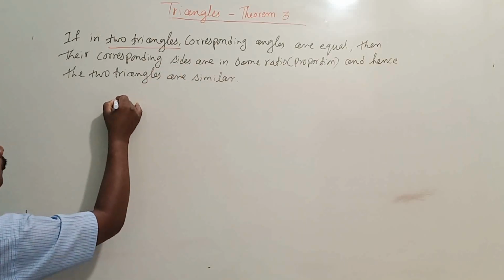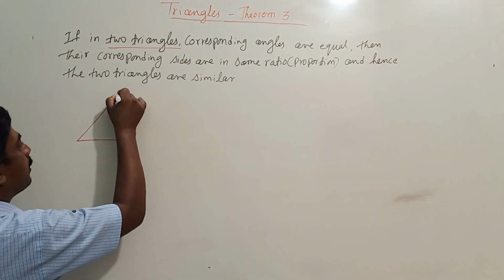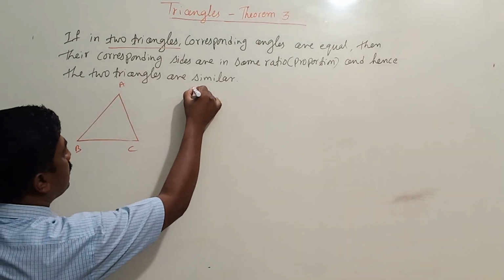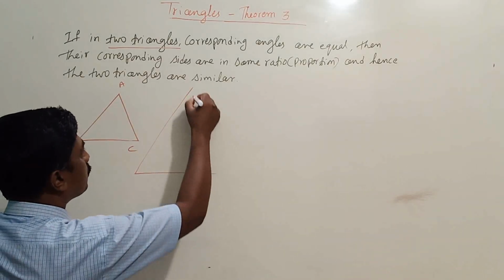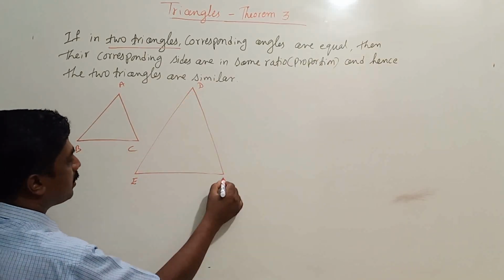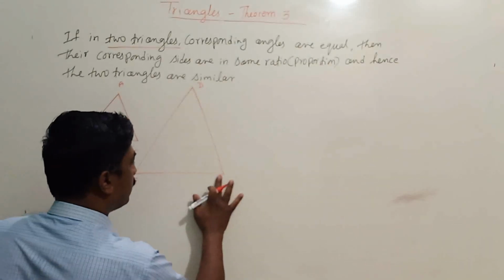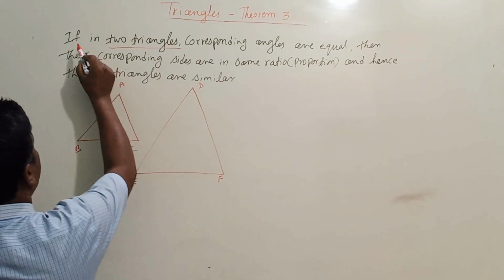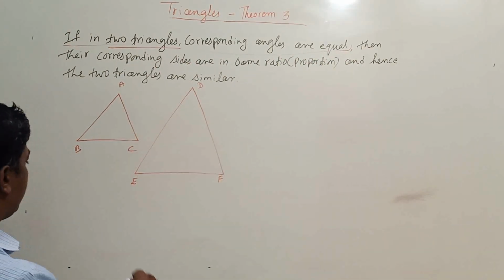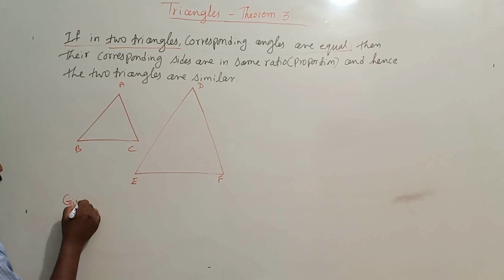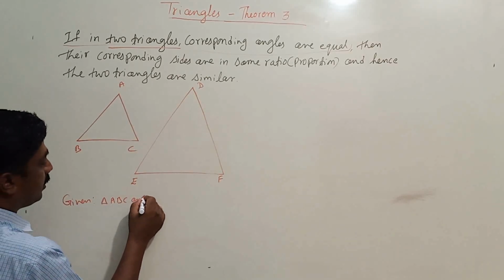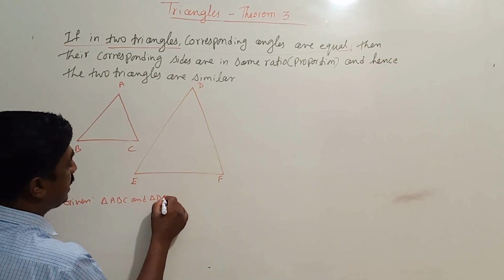So let me take the two triangles. This is one triangle, this is triangle ABC. Similarity they are talking of, so let me take the bigger one. This is DEF. So I told you that from here to here it is given, right? That is given. So let me write here, given. So what is given to you? They have given you triangle ABC, and they have also given you triangle DEF.